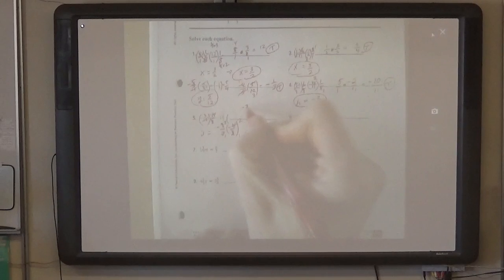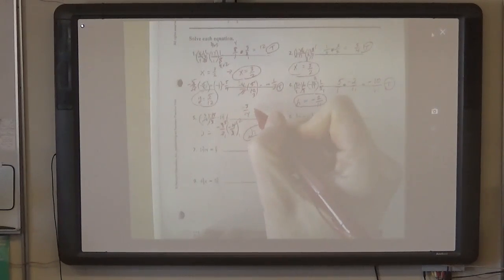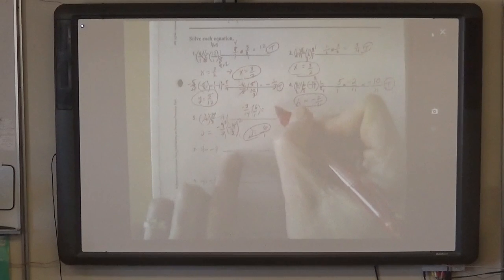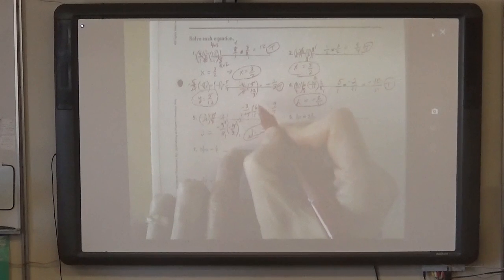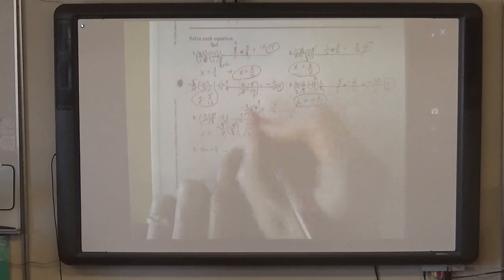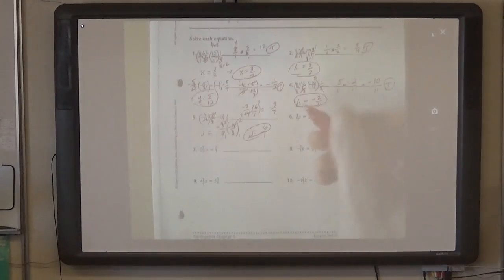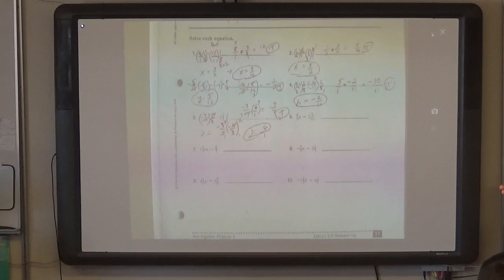Let's check it. Negative 3 over 14 times 6 over 1 equals, it should be negative 9 over 7. Because if we factor this, 6 over 14 is really 3 over 7, which is negative 9 over 7. That's true. Okay? Now, you can see that you really need to stop and think.